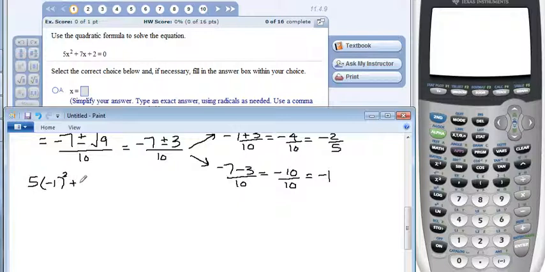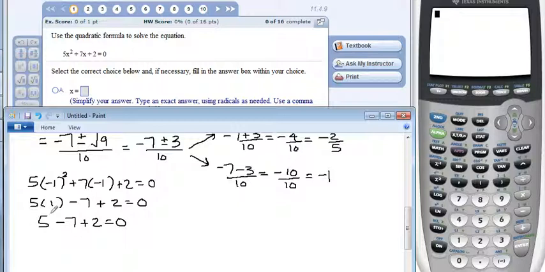So I'm going to put in a negative 1 wherever I see an x. Make sure that that's going to equal 0. Negative 1 squared is 1 minus 7 plus 2 equals 0. 7 times negative 1 is a negative 7. So I have 5 minus 7 plus 2 is equal to 0. 5 minus 7 is negative 2, and negative 2 plus 2 is 0. So this does work. And if you took the time to put the fraction one in there, it would also work.